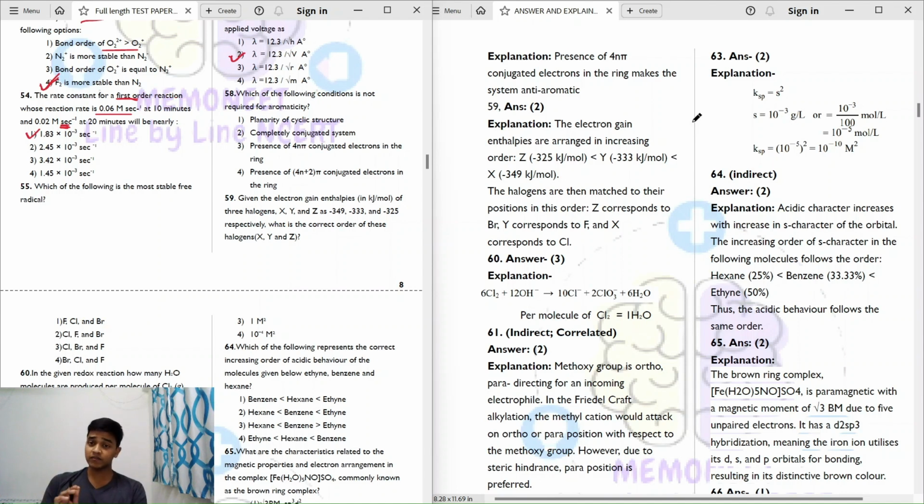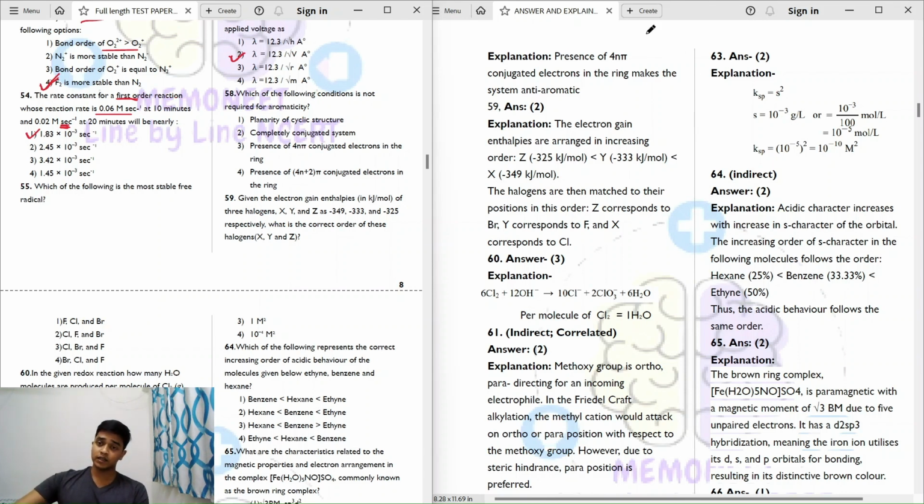And after that, we need 4n plus 2 pi electrons. The 4n plus 2 pi electrons should be conjugated in the ring. So that makes a compound aromatic. If we have 4n plus 2 pi electrons, that makes the system aromatic. But if we have 4n pi electrons, it makes the system anti-aromatic.